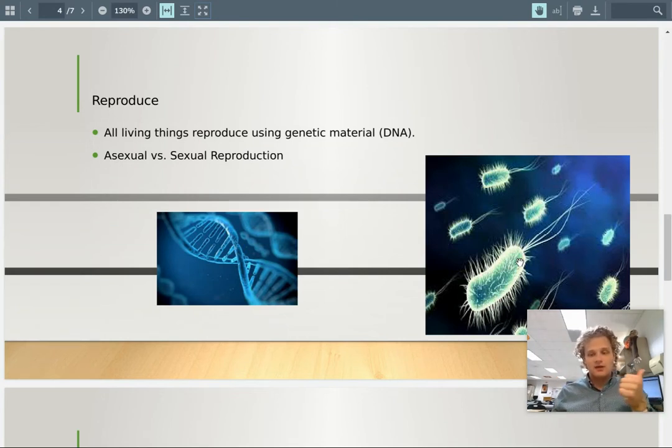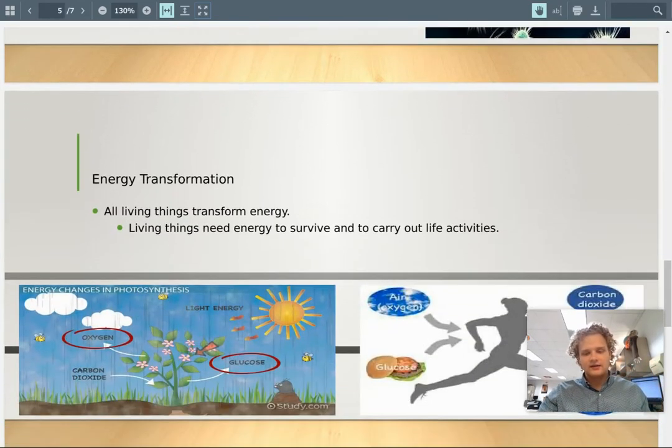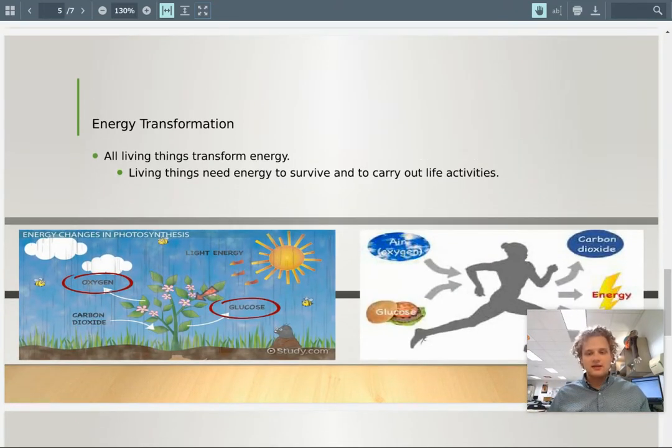All right, so you got to have cells, got to have DNA, and then you got to be able to reproduce. So they kind of all go hand in hand. Next is you need to have some way to transform energy. Without energy, you're not going to survive very long. Okay, you're going to need energy in order to do things and in order to get more energy. And so energy transformation is super, super, super important.